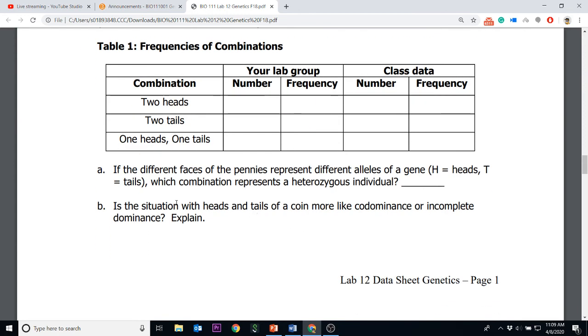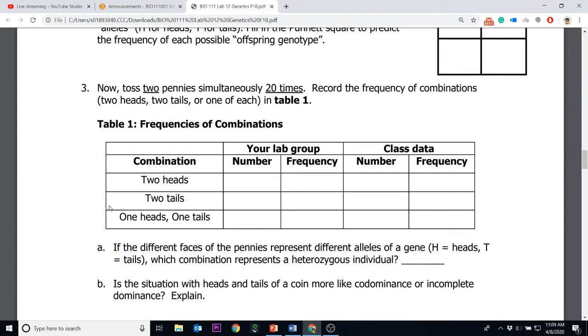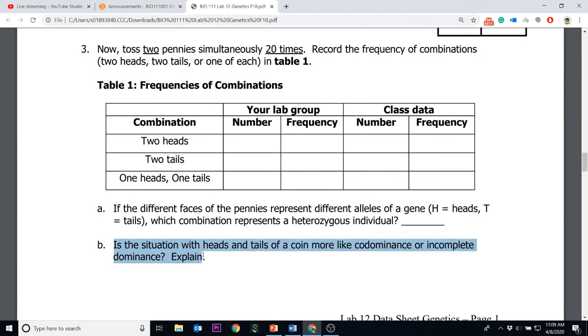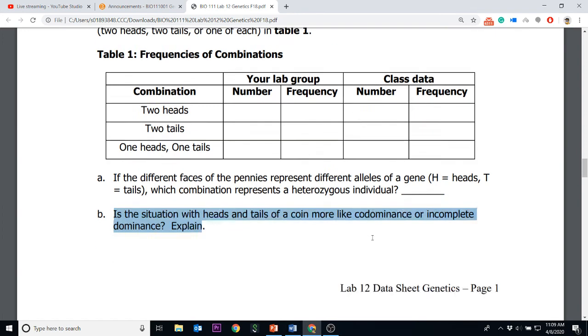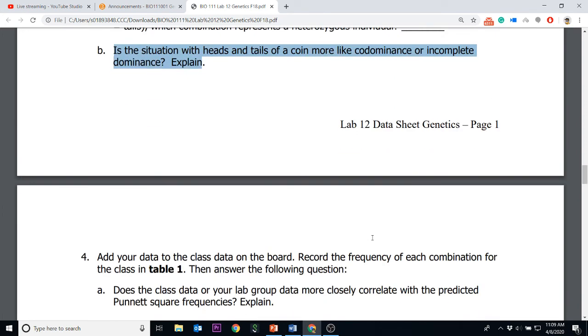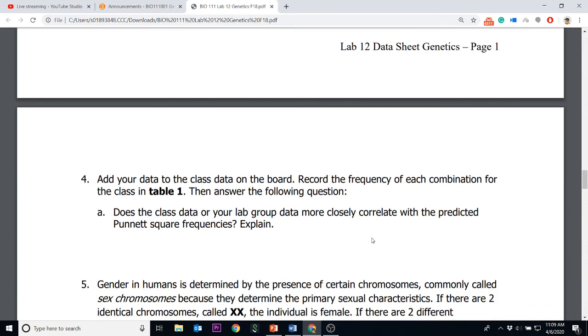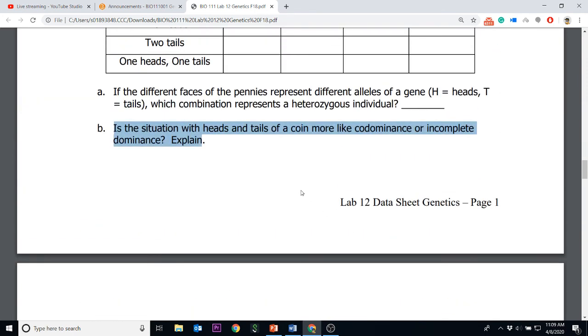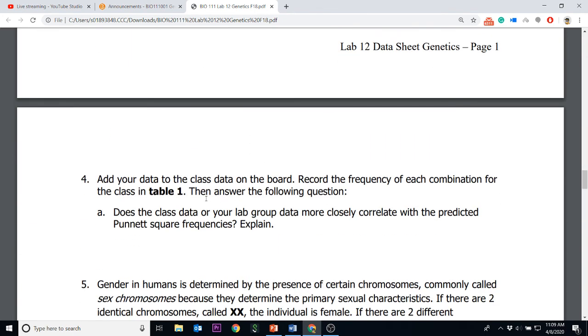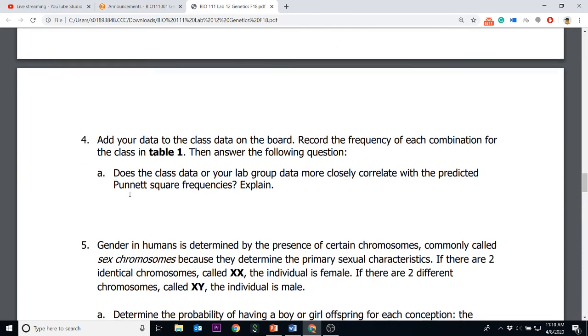And we don't have to do B yet. Question number 3B, we haven't talked about codominance and incomplete dominance. We'll talk about that next time. So this lab, we'll finish it next time. But today you just go all the way to, we're not doing question 4 either because we don't have class data. So wait on 3B and cross out question 4.